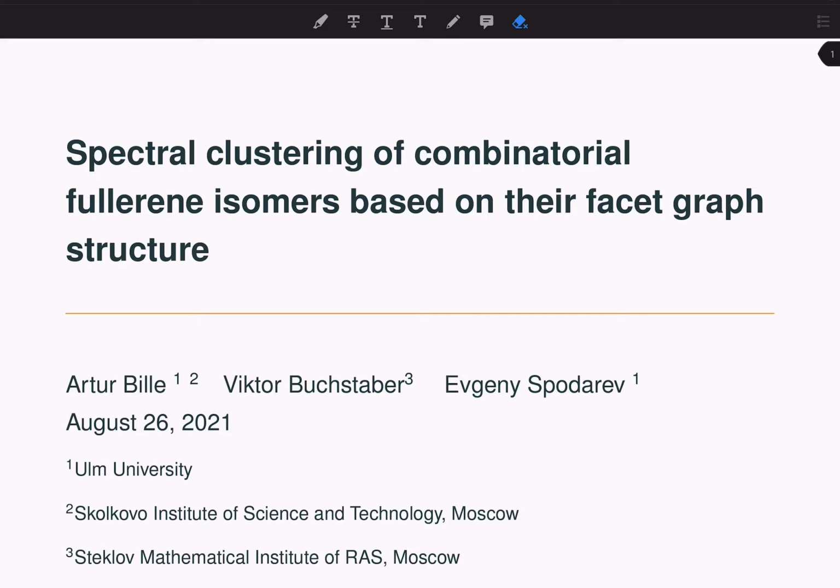the results of my cooperation with Professor Viktor Buchstaber from the Spectral Institute in Moscow, Russia, and Evgeny Spodarev from Ulm University in Germany. All details and further results you can find in our article with the title Spectral Clustering of Combinatorial Fullerene Isomers based on their facet graph structure.